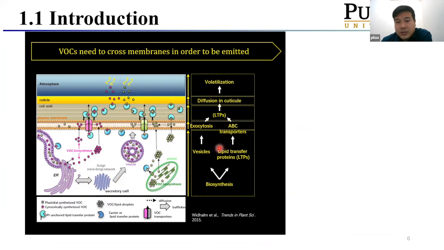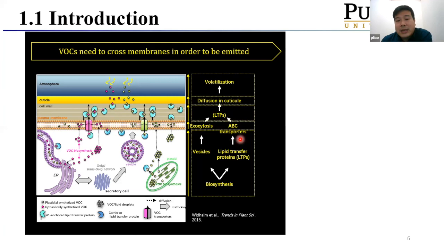One way is that they could be transferred with the help of vesicles. Another way is that they could be transferred with the help of lipid transfer proteins. But in both ways, they can reach the plasma membrane. One possibility is that the volatiles could go through the plasma membrane through exocytosis. Another way is that they need the help of a plasma membrane localized ABC transporter.